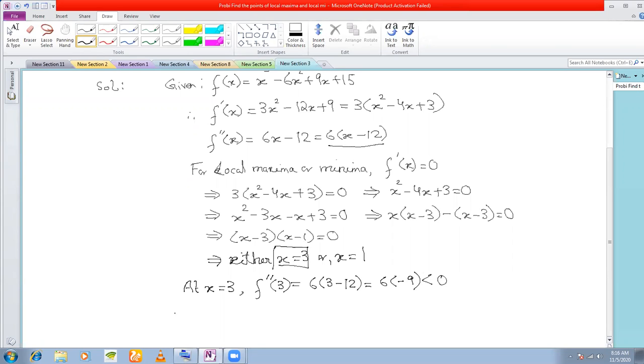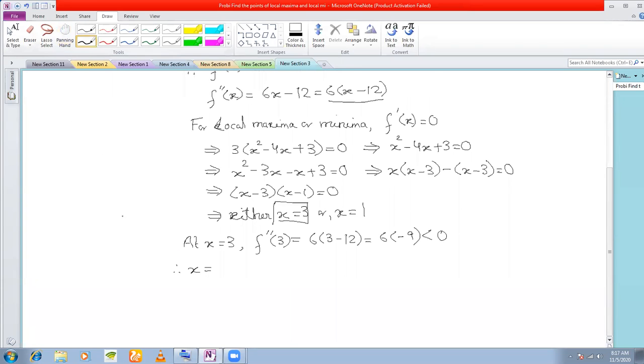Okay. So therefore, at x is equal to 3, we will put the value in f double dash x. Yes, f double dash x. This is the second derivative. That is why it is called the second derivative test. This is the testing stage. Understood? Okay, sir. This is the testing stage. At the testing stage, you will check the sign of f double dash x.